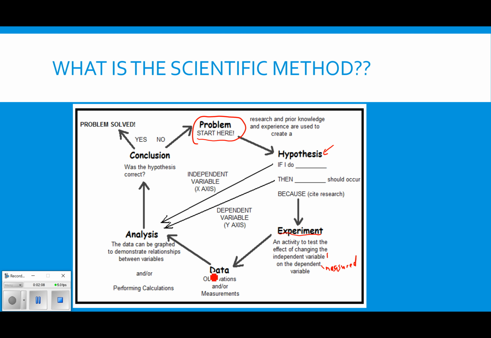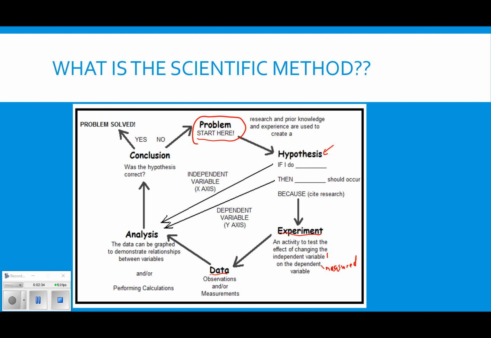From the experiment, we then can collect some data. And the data is going to be observations or some type of measurement that's collected from our experiment. But this is and should be concrete numbers that we can then analyze to see if it's going to support our initial thoughts on our problem, our hypothesis.